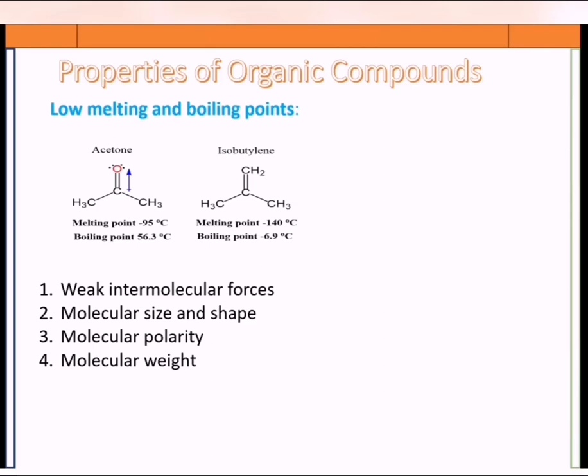The fourth one is molecular weight. Lighter molecules with lower molecular weight generally have low melting and boiling points compared to heavier molecules. This is because lighter molecules have weaker intermolecular forces and lower molecular masses, requiring less energy for phase transition.